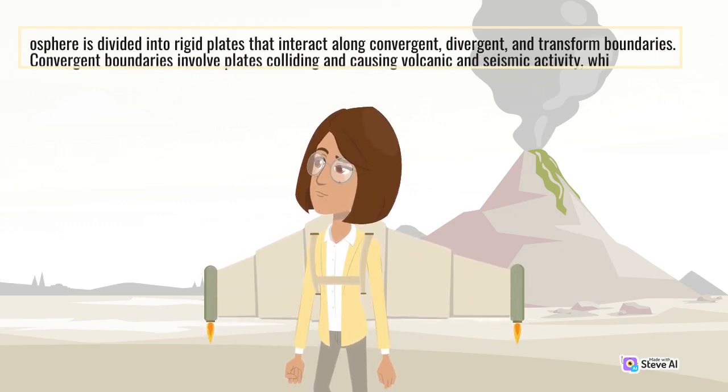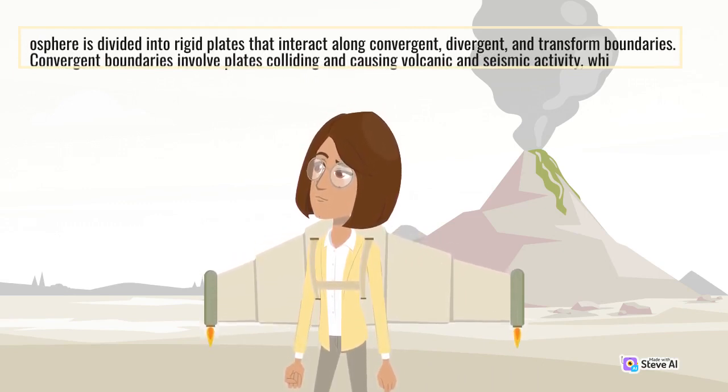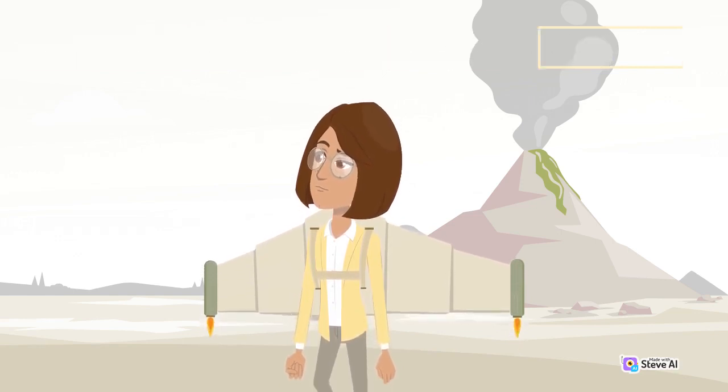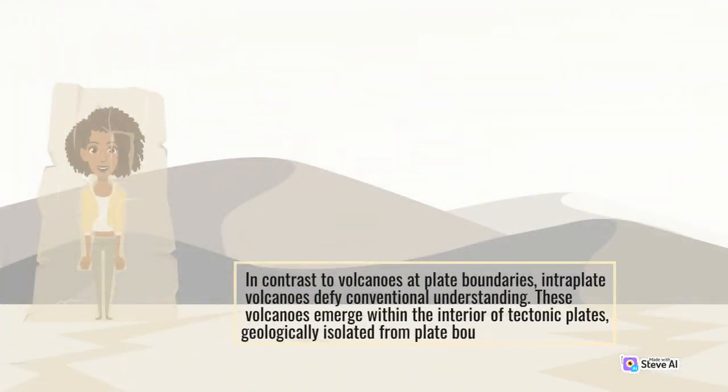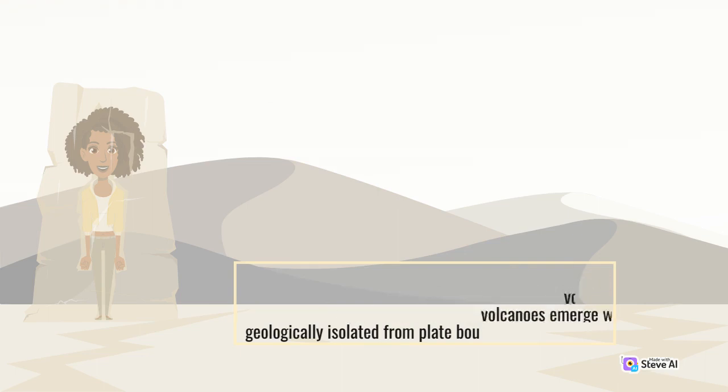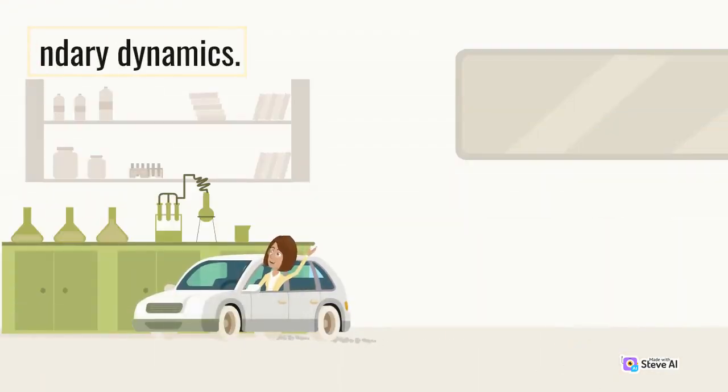Convergent boundaries involve plates colliding and causing volcanic and seismic activity. The divergent boundaries create gaps for molten material to rise. Along transform boundaries, plates slide past each other horizontally, generating shear stress and potentially triggering earthquakes. In contrast to volcanoes at plate boundaries, intraplate volcanoes defy conventional understanding. These volcanoes emerge within the interior of tectonic plates, geologically isolated from plate boundary dynamics.